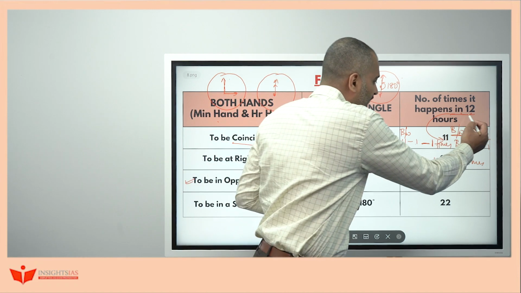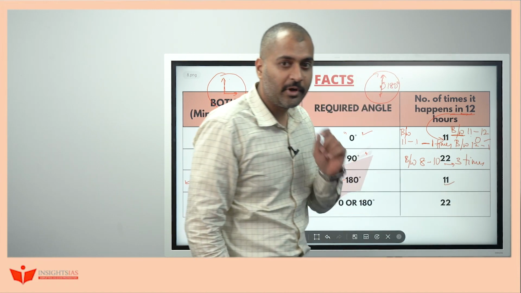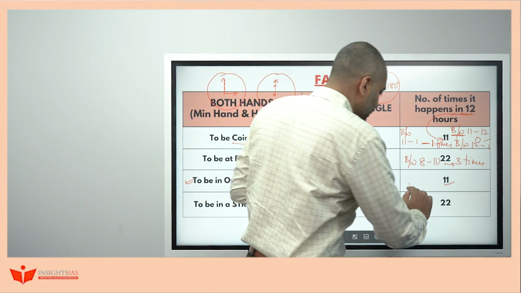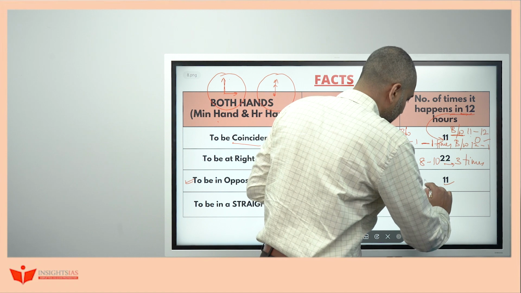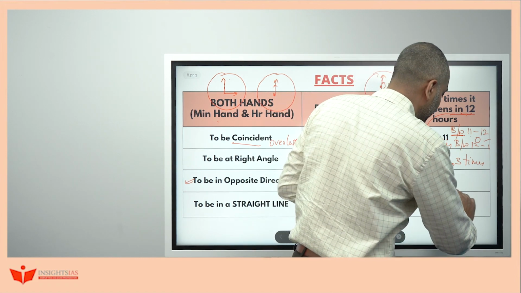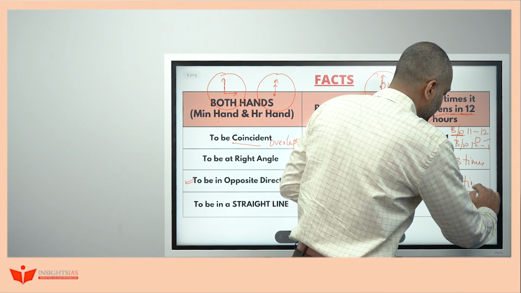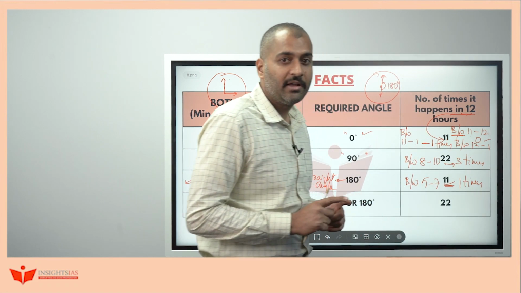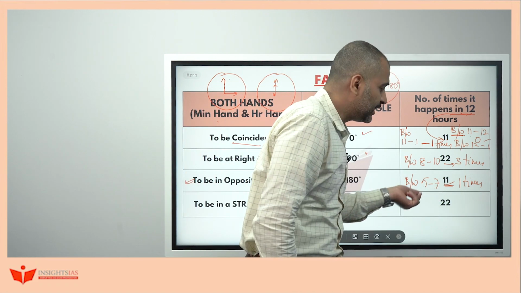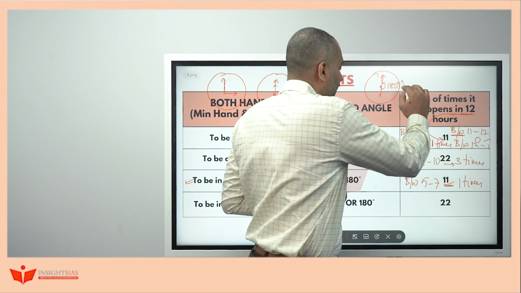How many times in 12 hours? It is 11 times. Here also there is an exception or a condition, that is between 5 to 7. They make an angle of 180 degrees only one time. Every hour they'll make an angle of 180 degrees, but between 5 to 7, in these 2 hours, only one time. At what time? At 6 o'clock.